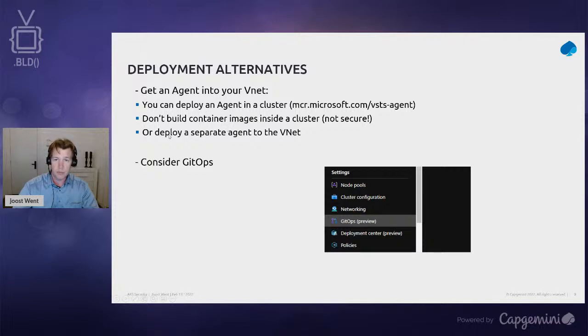For example, you can deploy an agent inside the VNet. It's quite easy, but the agent itself also comes in a containerized version. So you can download a container image for the VSTS agents. It's been published by Microsoft. And if you deploy that inside your AKS, you're in the VNet and you can deploy workload from that build agent to your own AKS server.